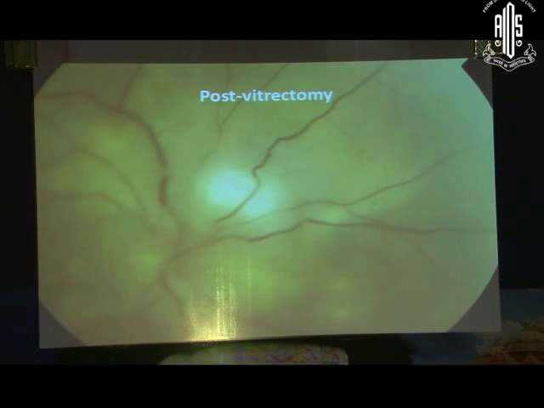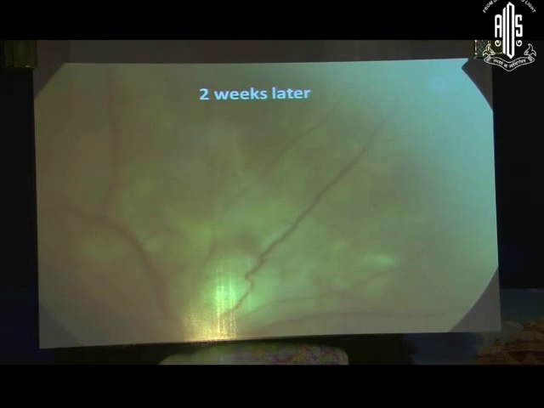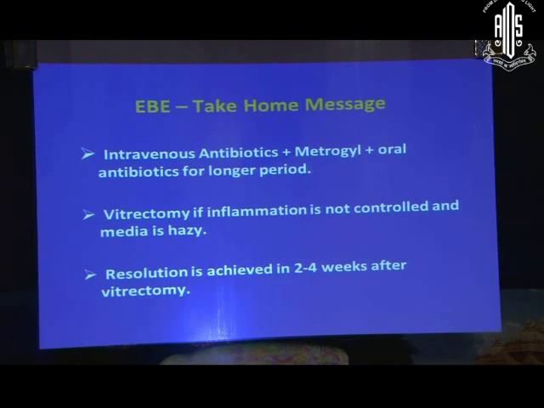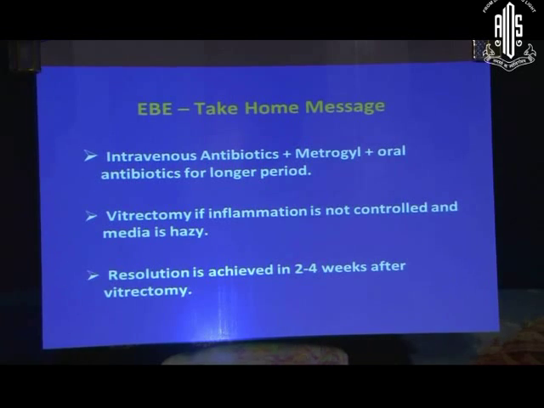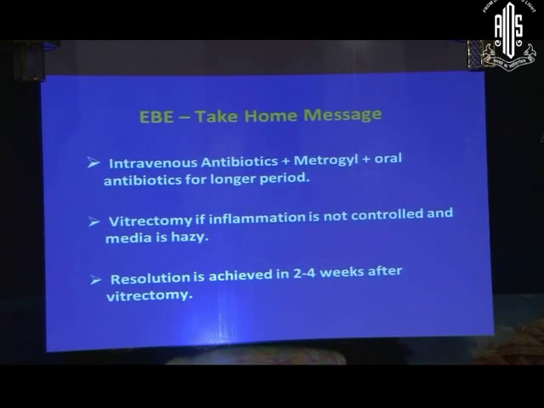This is post-vitrectomy. This is also post-vitrectomy. This is 2 weeks later, and this is at 8 weeks, visual acuity was 20/20. So the take-home message is that intravenous antibiotic plus metrogyl plus oral antibiotic should be given for a very long time in endogenous bacterial endophthalmitis, and vitrectomy should be done as early as possible along with the systemic antibiotics, and resolution is normally achieved between 2 to 4 weeks after vitrectomy.